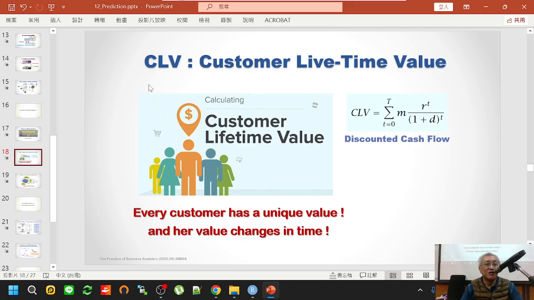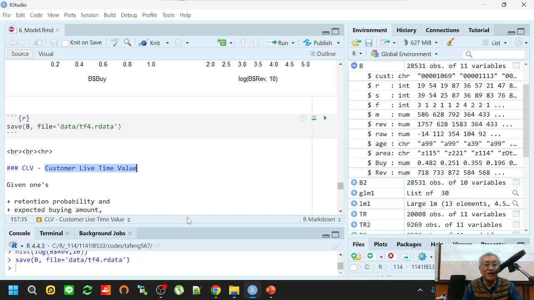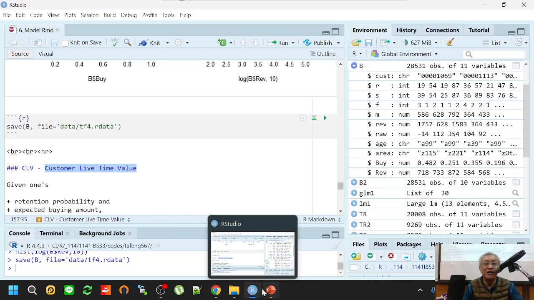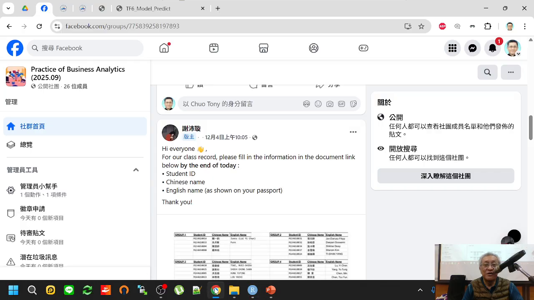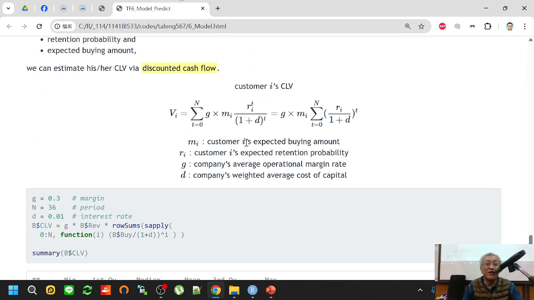In current marketing, there are many different ways to calculate CRV. I use the most simple one to do the calculation. You really don't have to remember this mathematical formula, because here I already give you the formula.